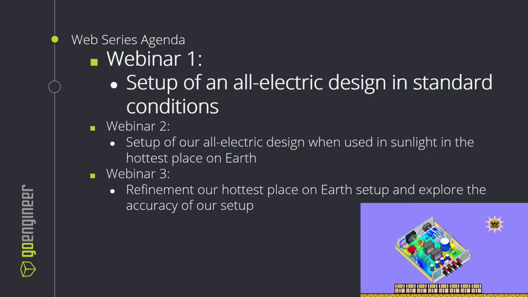All right, so here's the agenda or roadmap for our webinar series. We'll start today with our first webinar by setting up our all-electric design with some idealized conditions to get a baseline of where our temperatures and our overall performance of our design will be. Then next week, we'll take that up a notch, and we'll put our design in operation in the hottest place on Earth. Then for our last webinar, we'll keep refining our setup and flow simulation with those hellish conditions and begin to use some of our more specialized tools available in the electronics cooling module and take another look at the accuracy of our design. We'll also introduce some tools that can help with more accurate thermal power output for our analyses.